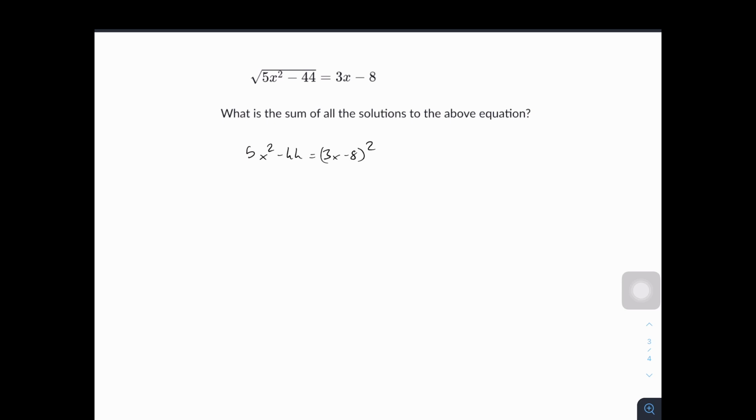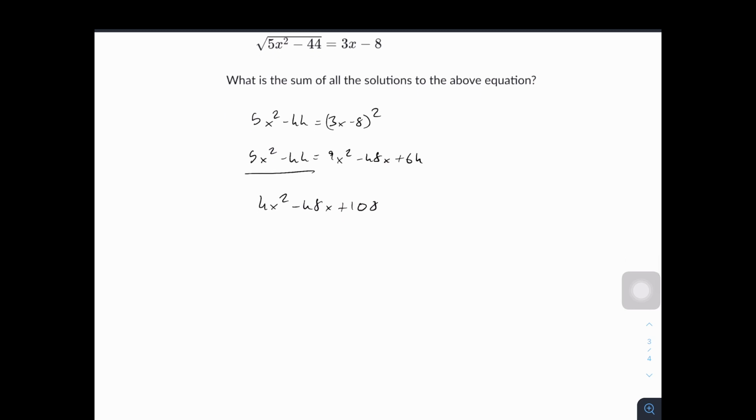So let's distribute the square on the right side first. And when we do that, we get 9x squared minus 48x plus 64. Now what we need to do is move everything to one side. And let's move the 5x squared minus 44 to the right side. When we do that, we get 4x squared minus 48x plus 108.